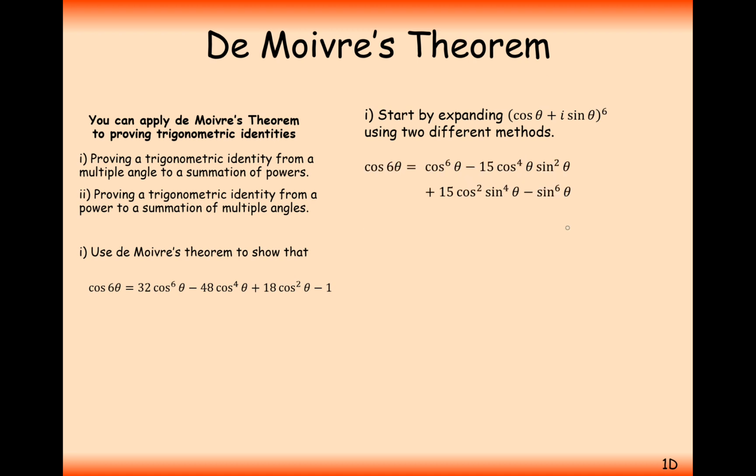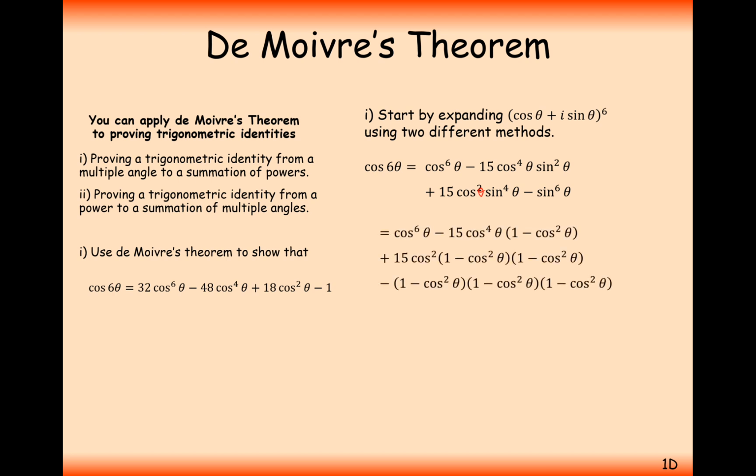So we've now got this expression here, and now we just need to turn it into an expression with cosines only. So all of these sin squareds, sin to the power of 4, sin to the power of 6, are going to have to turn into cos squareds. We can do that by changing sin squared into 1 minus cos squared. Wherever there's a sin squared, 1 minus cos squared will appear.